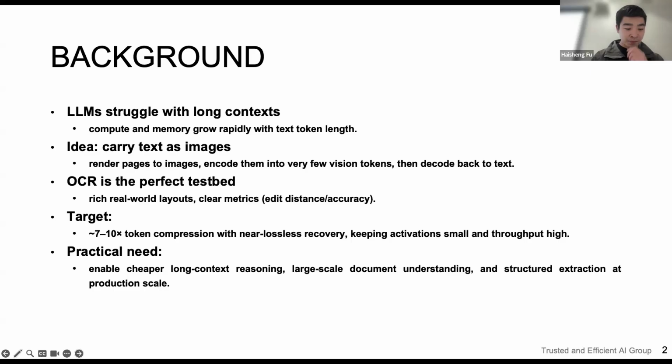They evaluate in the OCR setting because it has rich layouts and clear metrics like edit distance and accuracy. The practical target they emphasize is roughly 7 to 10 times compression while staying close to lossless, keeping activation small and maintaining high throughput outputs.